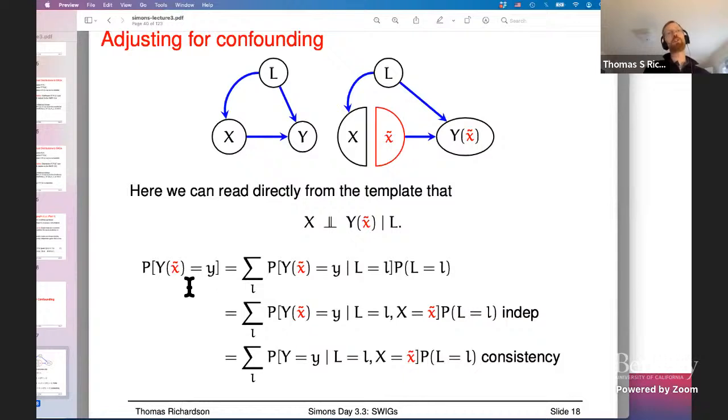Here's a little proof, right? So I'm interested in knowing this. This is the distribution over Y when I intervene to set X to x tilde. This is total probability. Then, because I've got this conditional independence, I can add X here in this term. And now I use consistency to get from here to here. And now I've got my identifying formula.